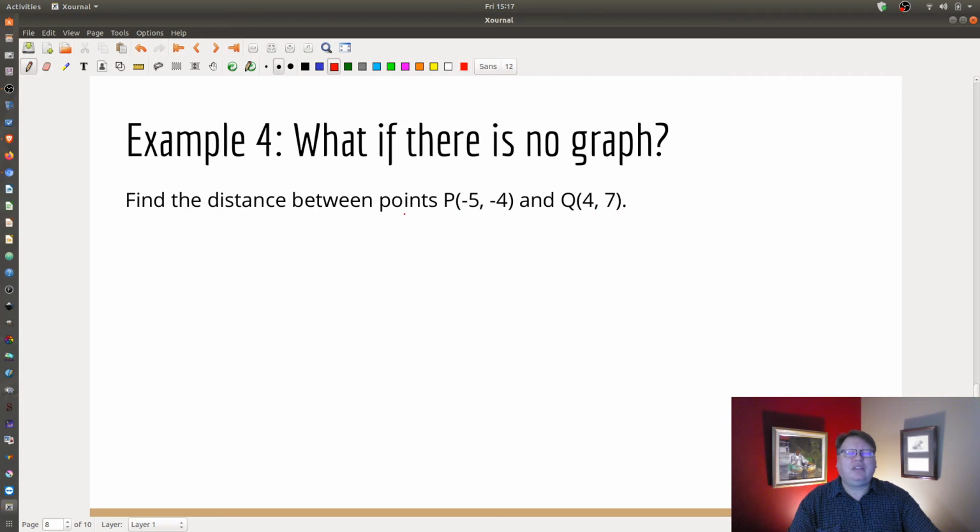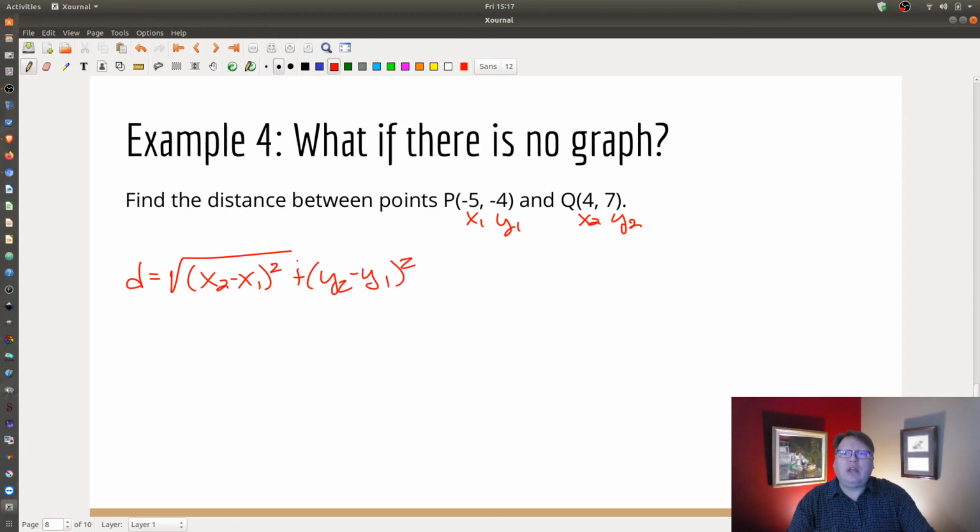If I want to find the distance between the points, I'm going to use the distance formula, but I'm going to label my points x1, y1, and x2, y2, okay? And I know my distance formula is equal to the square root of x2 minus x1 squared plus y2 minus y1 squared. And my hand is going numb. Good gravy from holding this pencil.